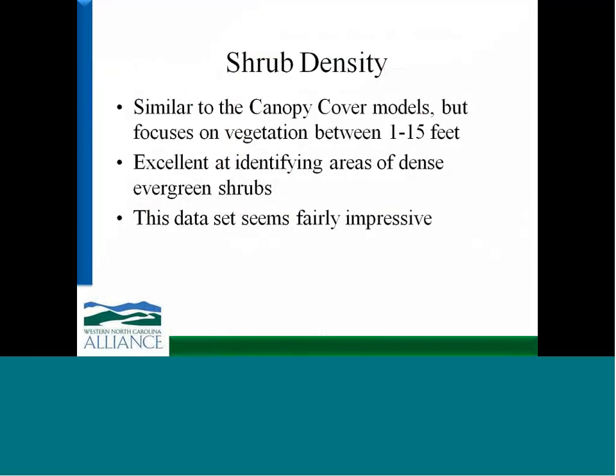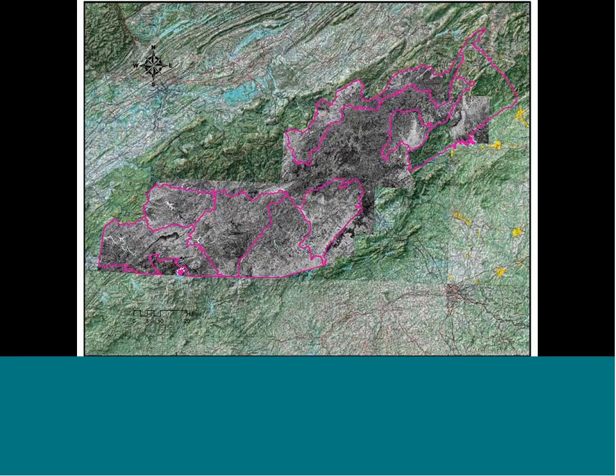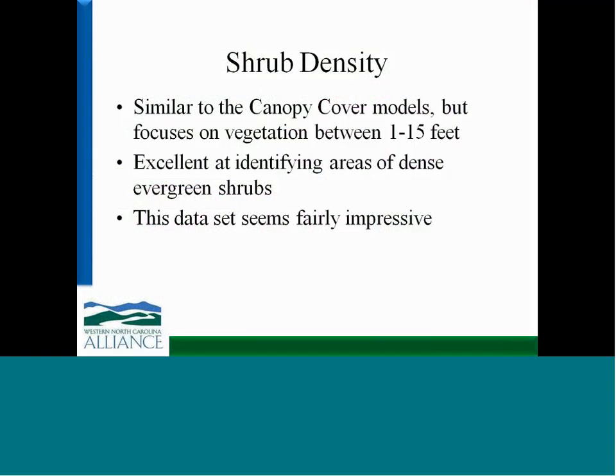Shrub density is the same routine as canopy cover, but it looks at all returns instead of just first returns, and focuses, in this case, on vegetation between 1 and 15 feet. I found it to be really excellent at identifying areas of dense evergreen shrubs, and I've been very impressed with this data set, actually.